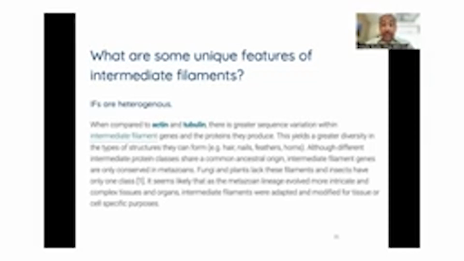It seems like as the metazoan lineage evolved, more intricate and complex tissues and organs evolved. Intermediate filaments were adapted and modified for tissue or cell-specific purposes. So when you are trying to build bigger and complex structures, this stability became more and more important. So to begin with, you may have had eukaryotic cells that lived by themselves, and as they started making complex structures, you needed these kind of intermediate filaments.